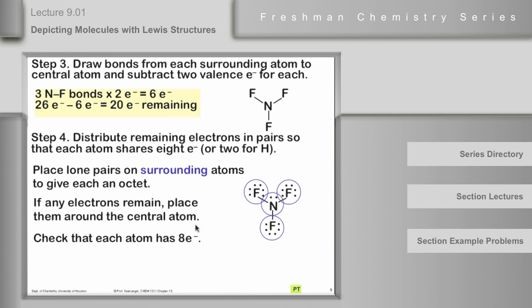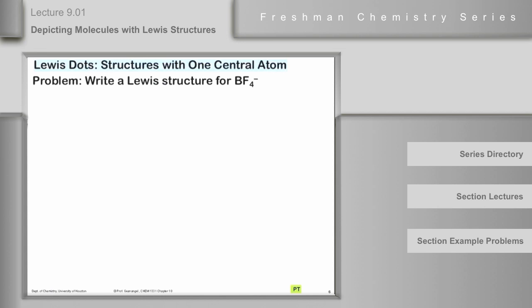Does anybody have a question about it? Okay. I'm going to continue and then do an ion for you. And the ion I would like to do is a polyatomic anion called the tetrafluoroborate ion, BF4 minus.